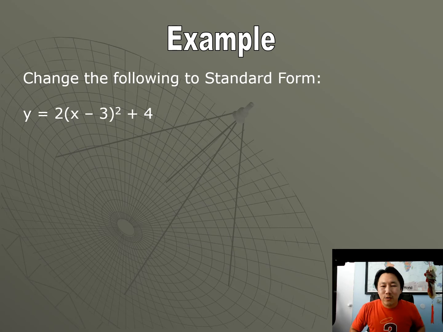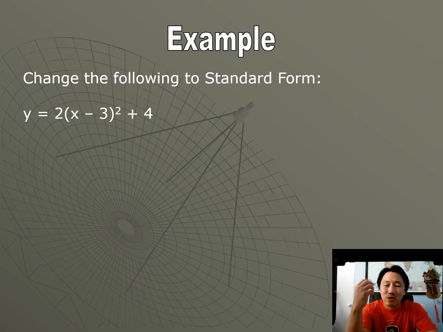All right, so here we have an example. If you notice, it is in vertex form. If I want to analyze it, the vertex is 3, 4. And then it's a happy face parabola because this is a positive 2. But it's not asking us to graph yet, so we don't have to worry about the graph. But we do have to change it to standard form.